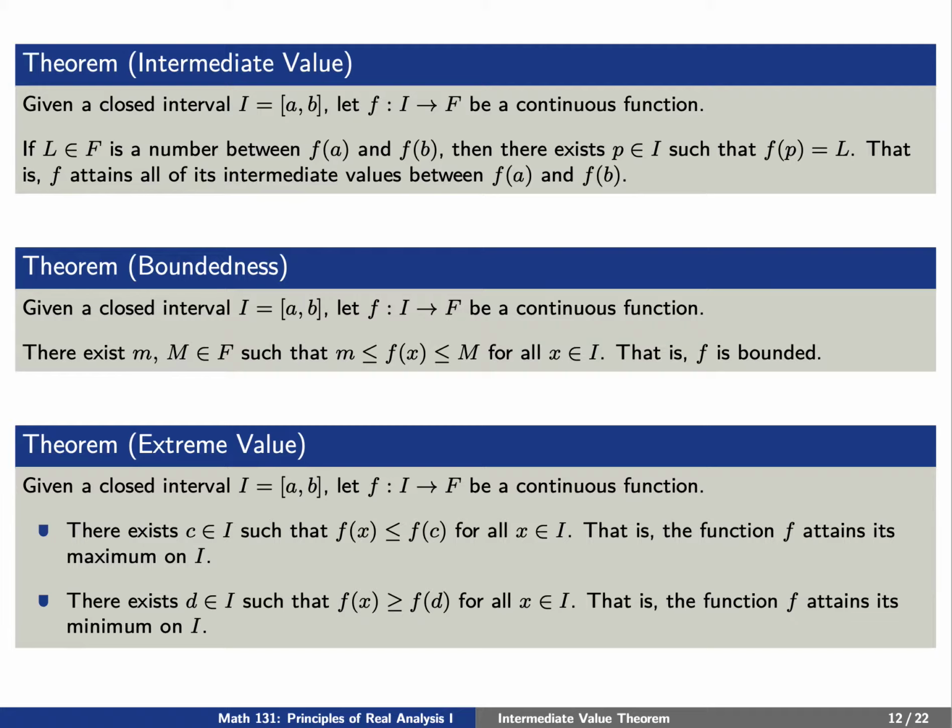And the third of our results is what's called the Extreme Value Theorem. Again, say that f is a continuous function on our closed interval I. There exists a point c in our closed interval such that f of x is less than or equal to f of c for all x in the closed interval. That is, the function f attains its maximum on this closed interval I. And finally, there exists a point d such that f of x is greater than or equal to f of d for all x in our closed interval. That is, the function f attains its minimum on this closed interval I.